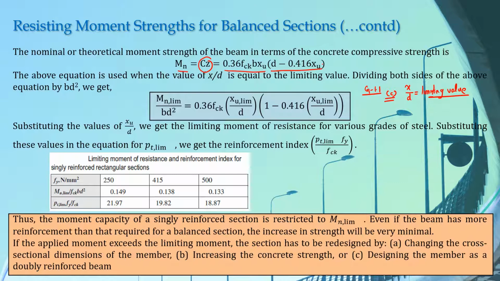So to express this equation in terms of X by D, what we will do is we will divide both sides of this equation by Bd square. So Mn limiting by Bd square means now you will get 0.36 Fck, Xu limiting by D, and 1 minus 0.416 Xu limiting by D. So once we substitute the value of Xu by D limiting value, which we derived in our previous lecture, we will get the value of this Mn limiting by Bd square.